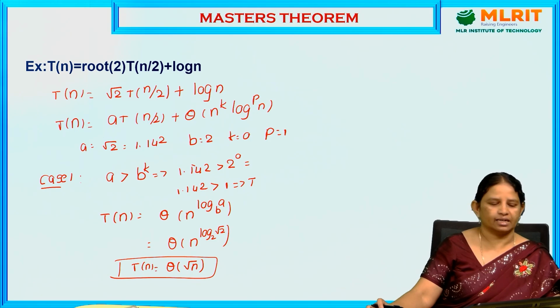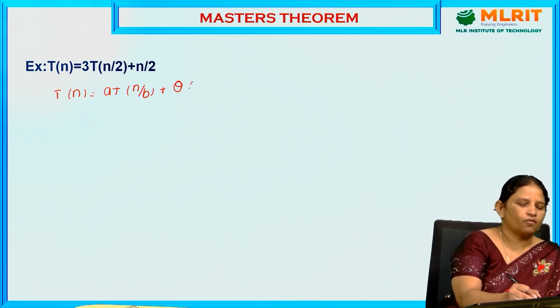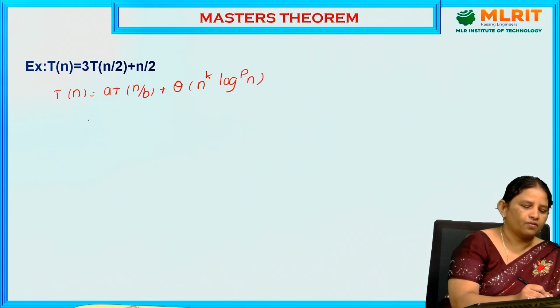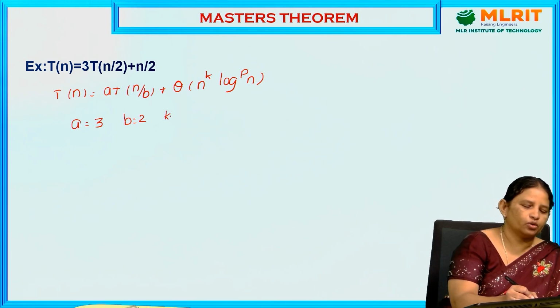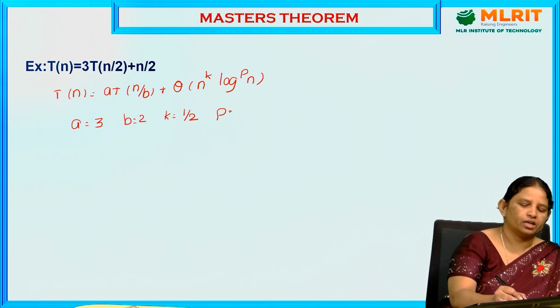Coming to the third example. T of n equal to a T of n by b plus theta of n to the power of k log to the power of p of n. Here a value equal to 3, b equal to 2. That means n by 2, so k equal to 1 by 2. There is no p value, p equal to 0.